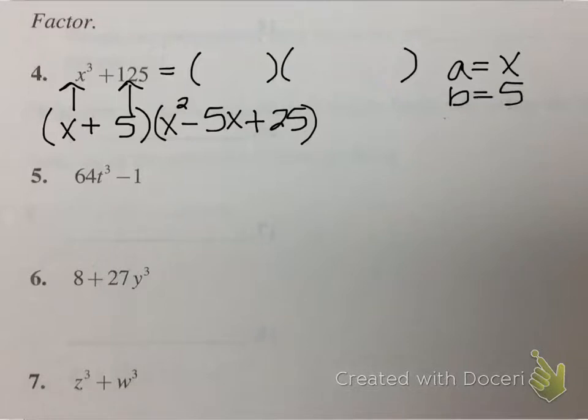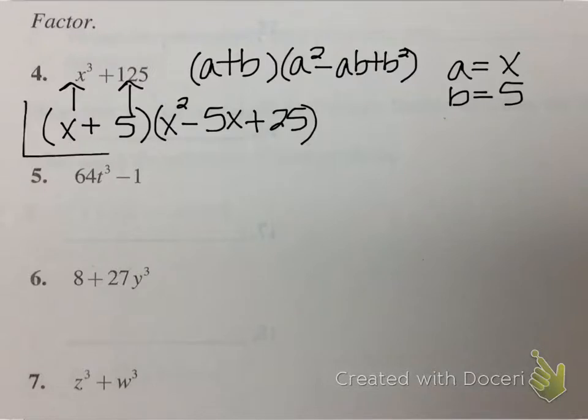So when I look at that pattern of a plus b times a squared minus a times b plus b squared, what I literally did was I took what a was, which would be my x, and every place in my pattern that I see an a, I replace with an x. And every place in my pattern that I see a b, I replace it with 5. So this is actually my final answer. X plus 5 times x squared minus 5x plus 25.